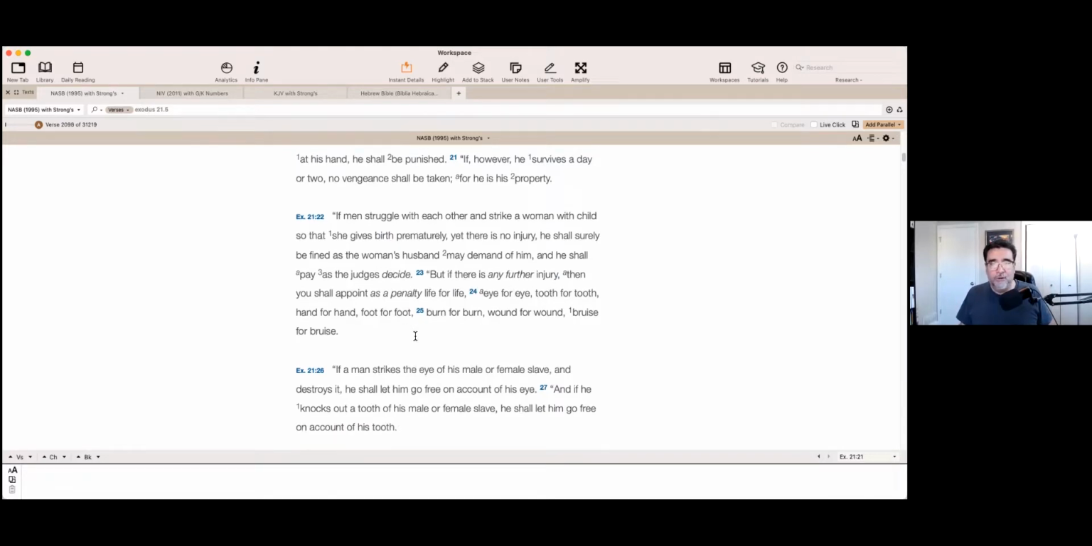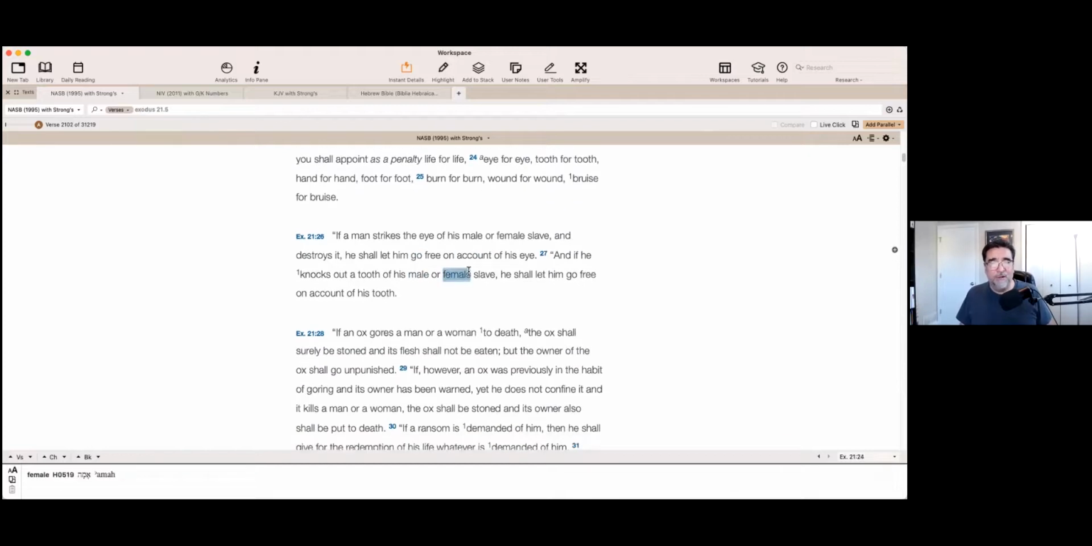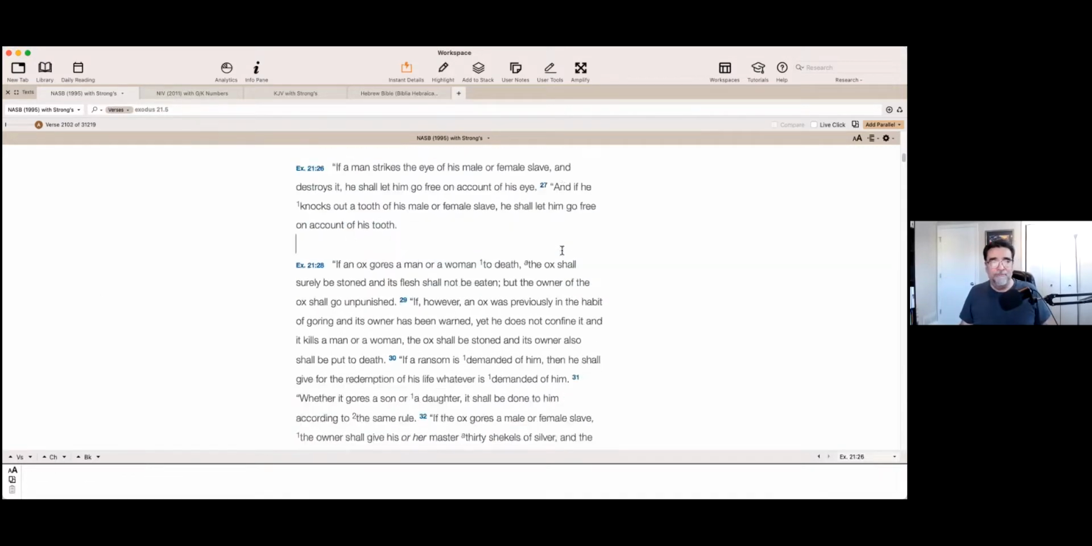Okay, so if a man strikes the eye of his male or female slave and destroys it, then he shall let him go free on account of his eye. And if he knocks out a tooth of his male or female slave, he shall let him go free on account of his tooth. Again, similar concept. You're going to compensate this person based upon the worth or the value of what it is that they have lost. And that applies equally to servants as it does to free people.